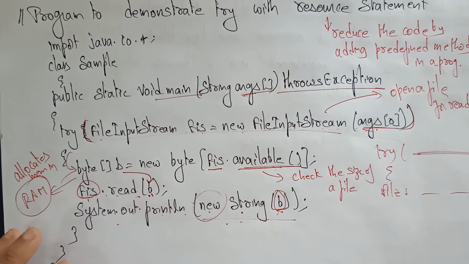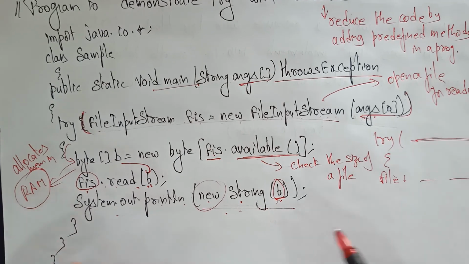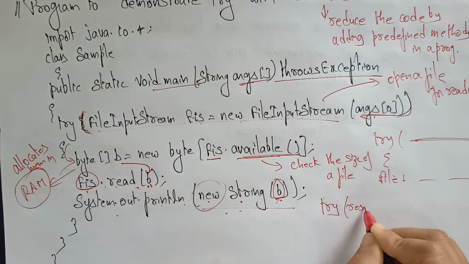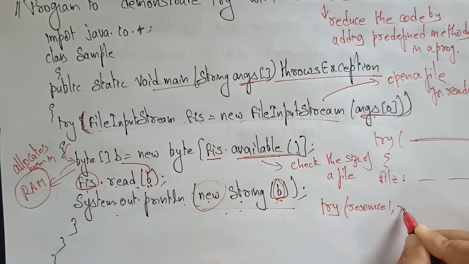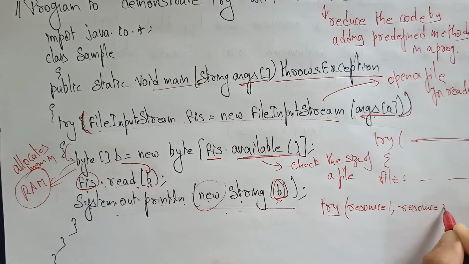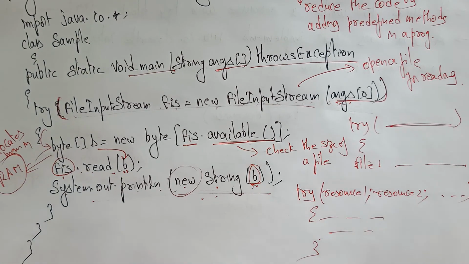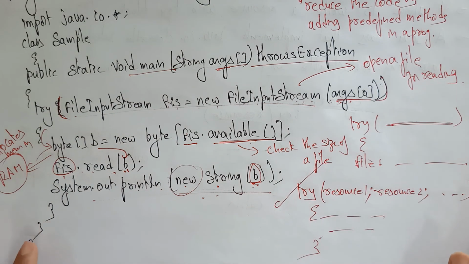Suppose more than one resource is there, then use this syntax: try, resource 1, semicolon, resource 2, and so on. You can use multiple resources within the try also, no problem. If more than one resource is there, then you can use this syntax.